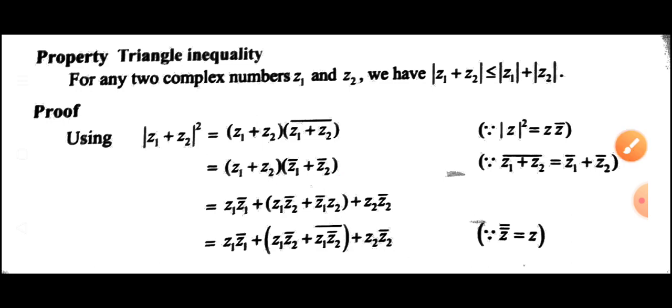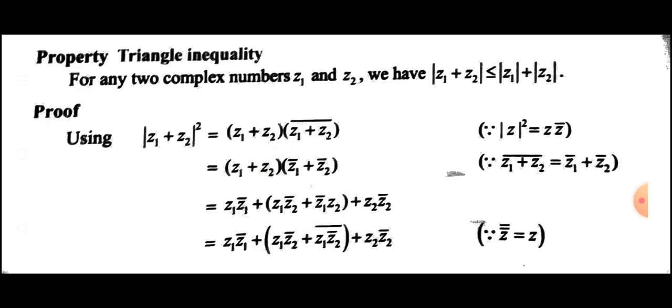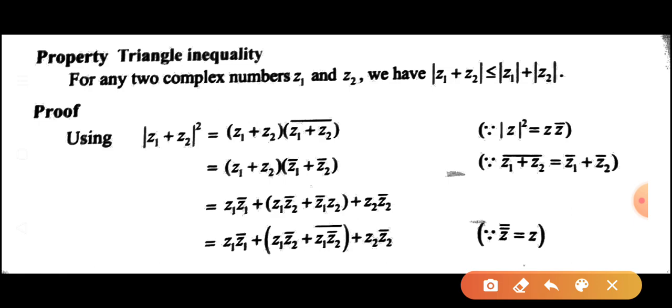Now the next step is multiplying, ordinary multiplication: z1 into z1 bar, next z1 into z2 bar, next z2 into z1 bar, and z2 into z2 bar. The ordinary multiplication is finished. In the first and last terms there is no change, but in the center we have z1 z2 bar and z1 bar z2.